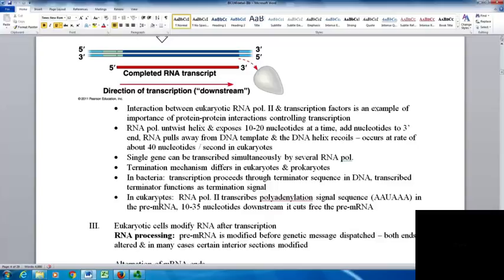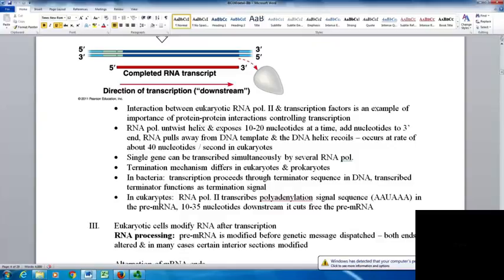A single gene can be transcribed simultaneously by several RNA polymerases. So once one RNA polymerase is done, another one can hop on behind it, so you can make several copies of the gene to send out to the cytoplasm and to the ribosomes.